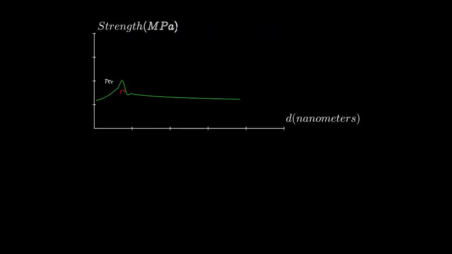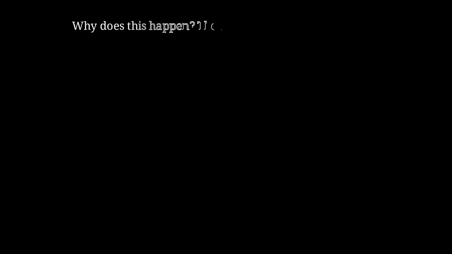This graph shows the complete picture. Strength increases with decreasing grain size until a peak around 10 to 20 nanometers, then decreases at smaller sizes. Why does this happen? The answer requires us to understand what grain boundaries really are at the atomic level. Let's understand the physics behind this transition from normal to inverse Hall-Petch behavior.